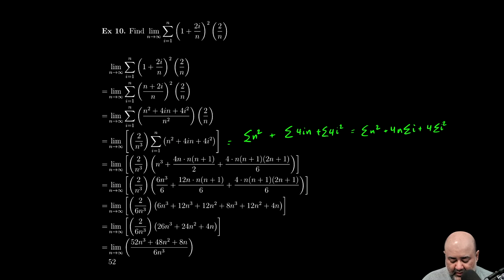So the summation of n squared, which is a constant, because it doesn't depend on i, from i equals 1 to n, i equals 1 to n, i equals 1 to n.